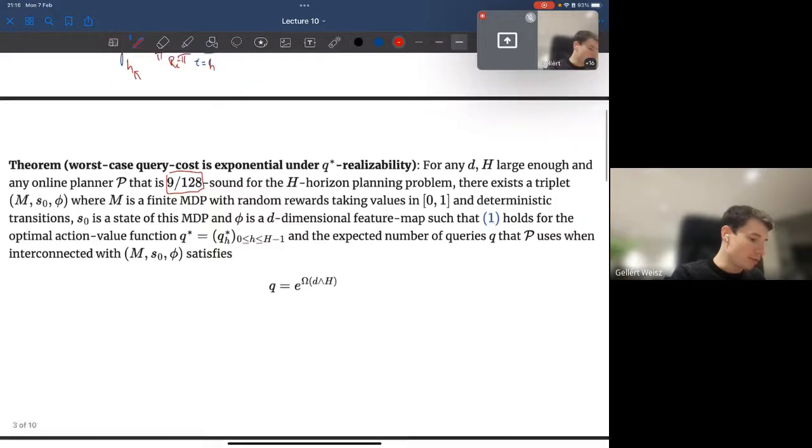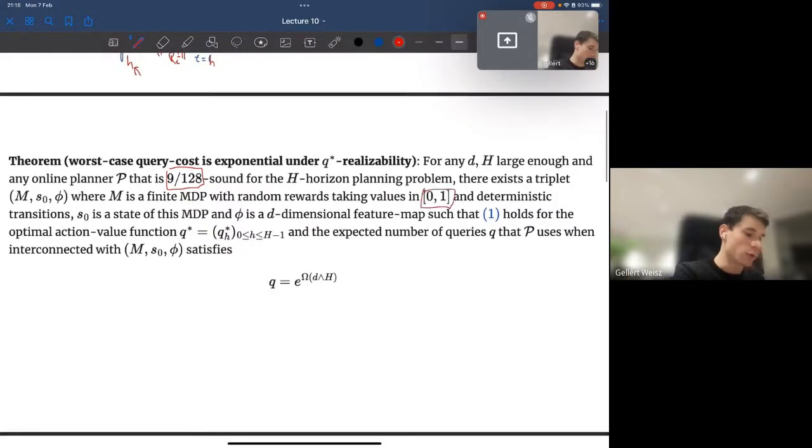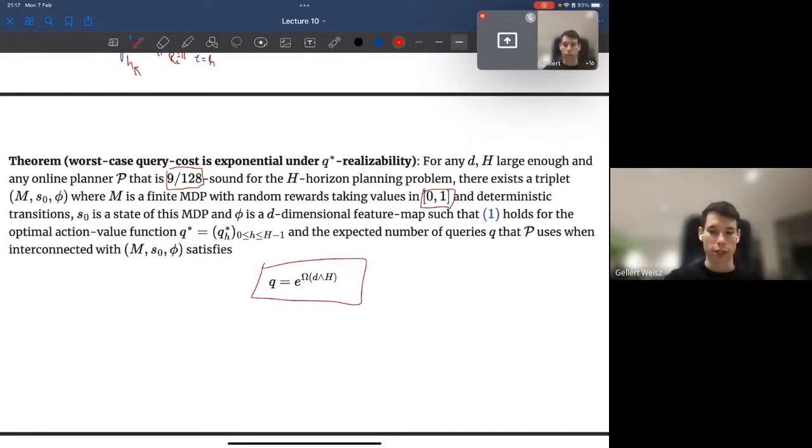We have some further conditions, like values are in [0, 1]. Obviously, if they were unbounded, it would be pretty simple to give this kind of bound, but we're not going to cheat there. By doing badly, we mean that it's going to take an exponential number of queries. The planner will query the simulator an exponential number of times, exponential in either the feature dimension D or the horizon capital H. If you translate this into the discounted setting, this capital H would be something like 1 over 1 minus gamma. So you can think of it like that.